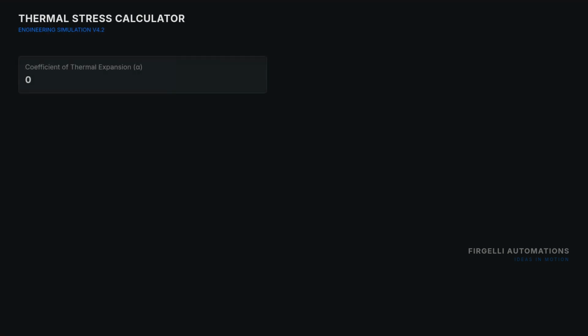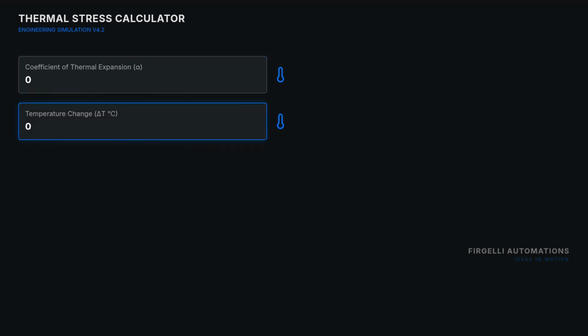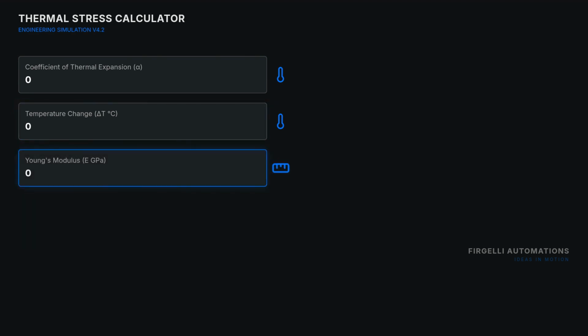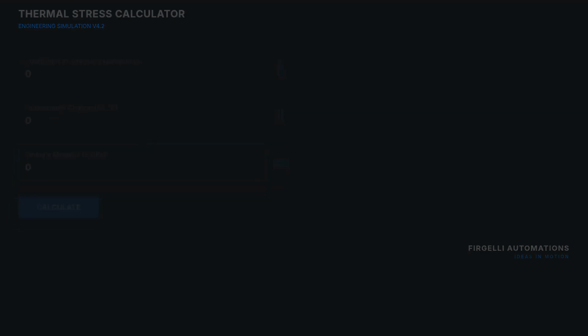Next, enter the coefficient of thermal expansion in units of 10^-6 per degree Celsius. Input your temperature change in degrees Celsius. Enter Young's modulus in gigapascals. For calculating force, you'll need cross-sectional area in square millimeters. For expansion calculations, input original length in millimeters.